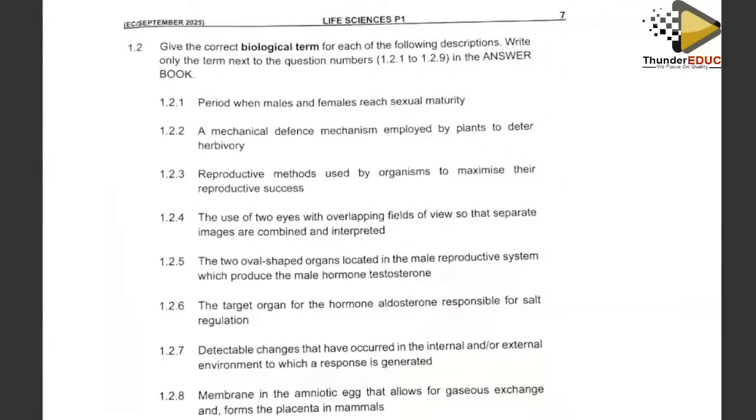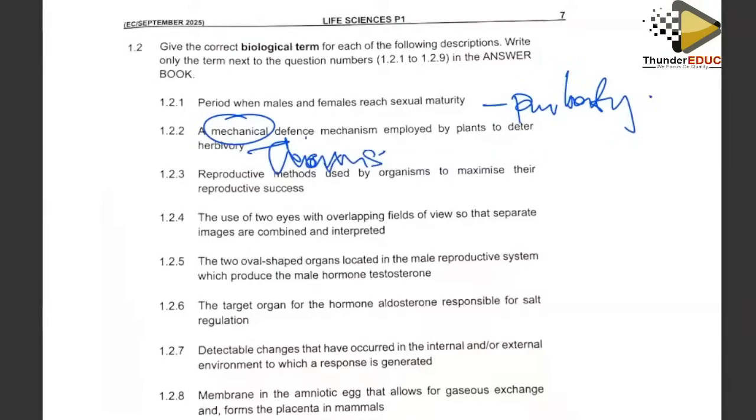So, period when males and females reach sexual maturity. How do we call this? We call this one puberty. Next, a mechanical defense mechanism employed by plants to deter herbivory. They have already talked about mechanical, so we cannot use it. So we can use thorns. Yes, these are thorns which are being used to prevent these herbivores from eating.